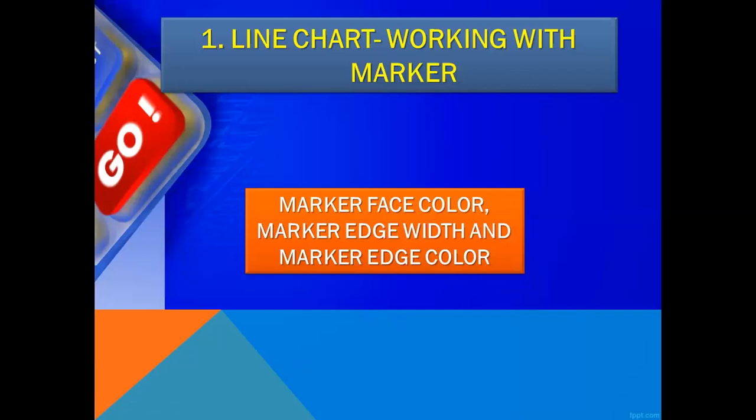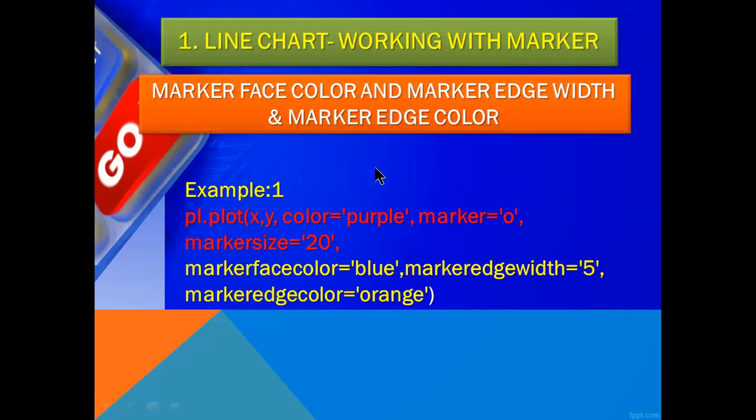In the previous class we already did the line chart working with the marker. What is a marker? Any point you can mark with any symbol, any alphabet, anything you can write with the marker. You can make it a point. See here, line chart working with the marker: marker face color, which color you want to apply to the marker, and marker edge width and marker edge color.